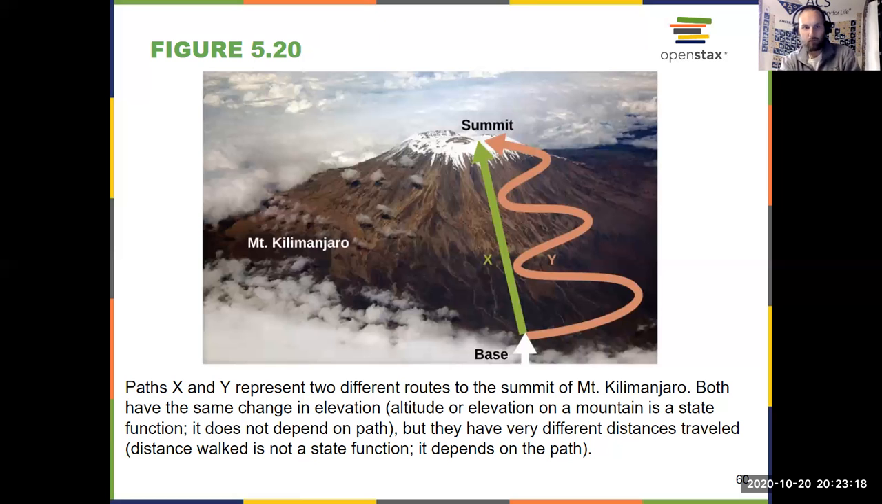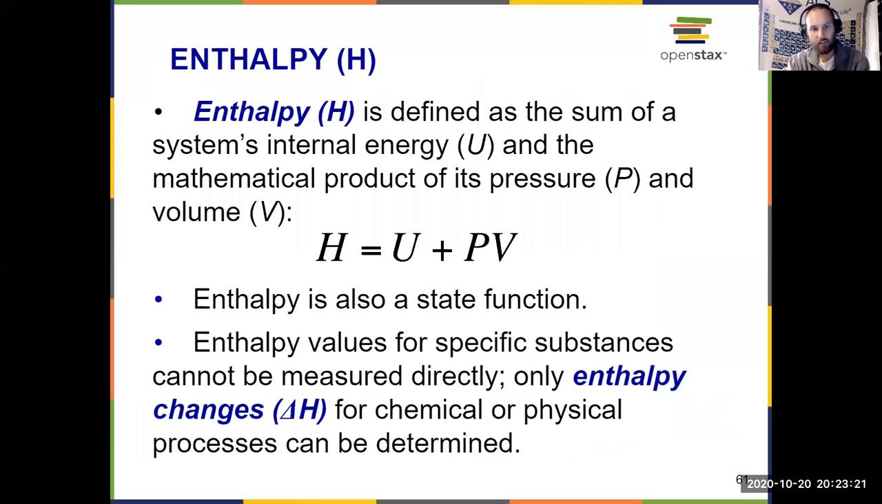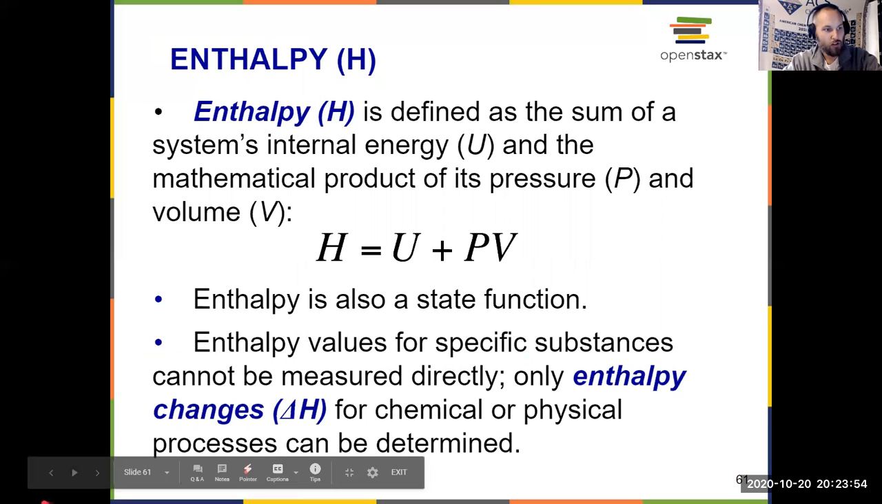So why is this useful in chem? This is where the idea of enthalpy comes about. Enthalpy, which is represented by the variable H, is defined as the sum of the internal energy plus the mathematical product of its pressure and volume. So this is the definition of enthalpy. Enthalpy is a state function. I can't, however, measure enthalpy values for a specific substance. I only measure enthalpy changes for a chemical reaction or a physical change. So I can't measure H straight up. I measure delta H, the change in enthalpy.